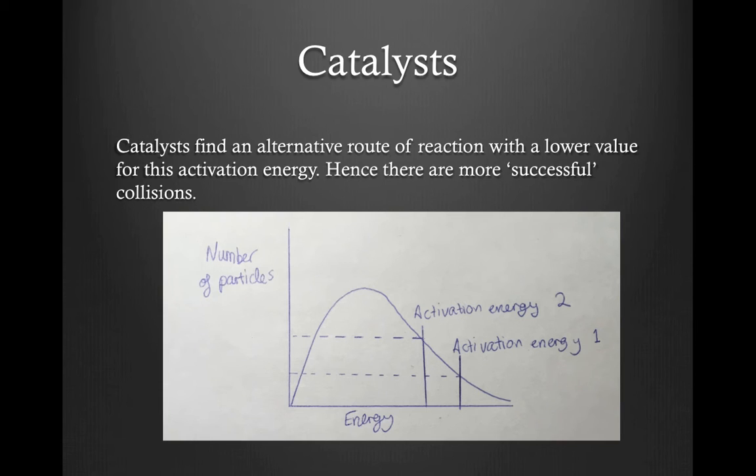So for example, in the diagram below, a catalyst has found a reaction pathway with less activation energy, which is activation energy 2. Implying twice the number of molecules are overcoming the activation energy, and hence the rate of reaction has increased.